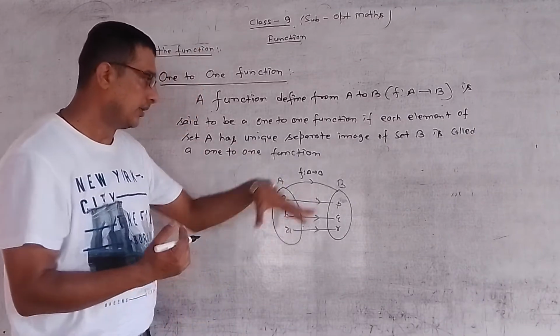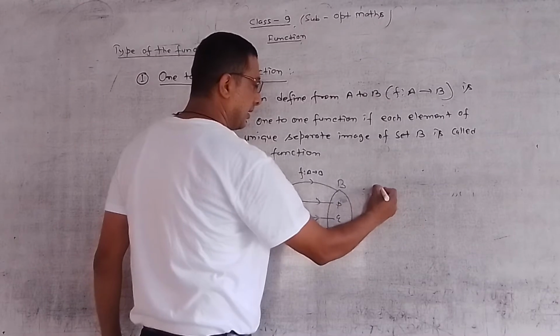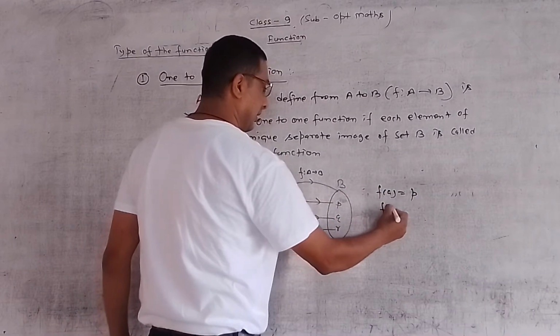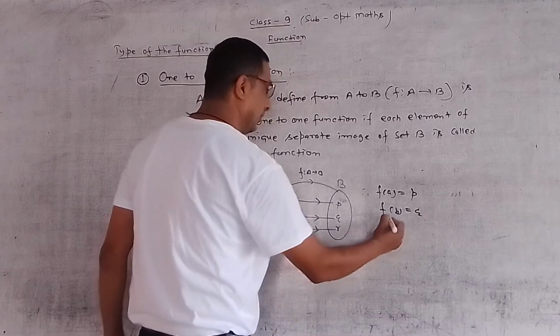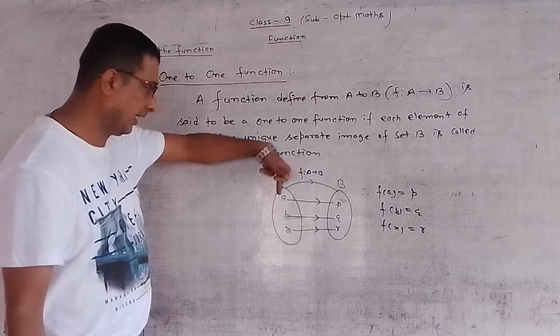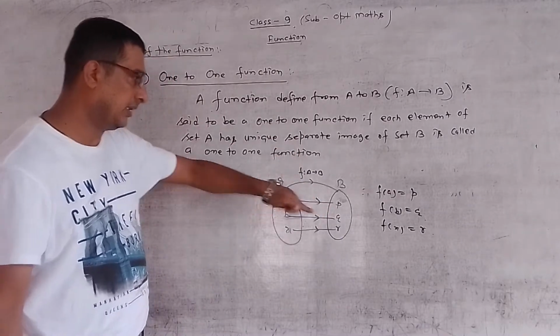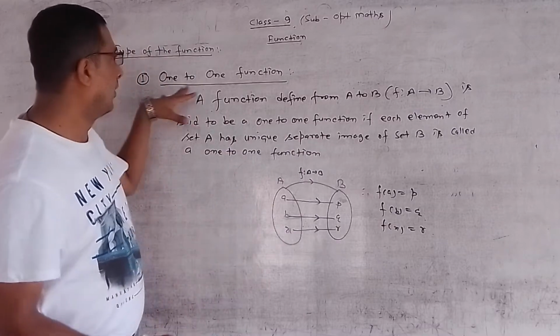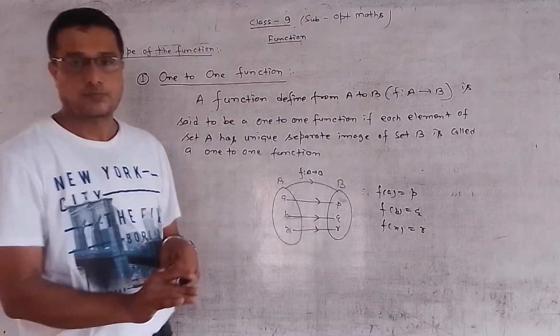Is that clear? So, you can write f(A) is equal to P, f(B) is equal to Q, and f(C) is equal to R. It is a one-to-one function.